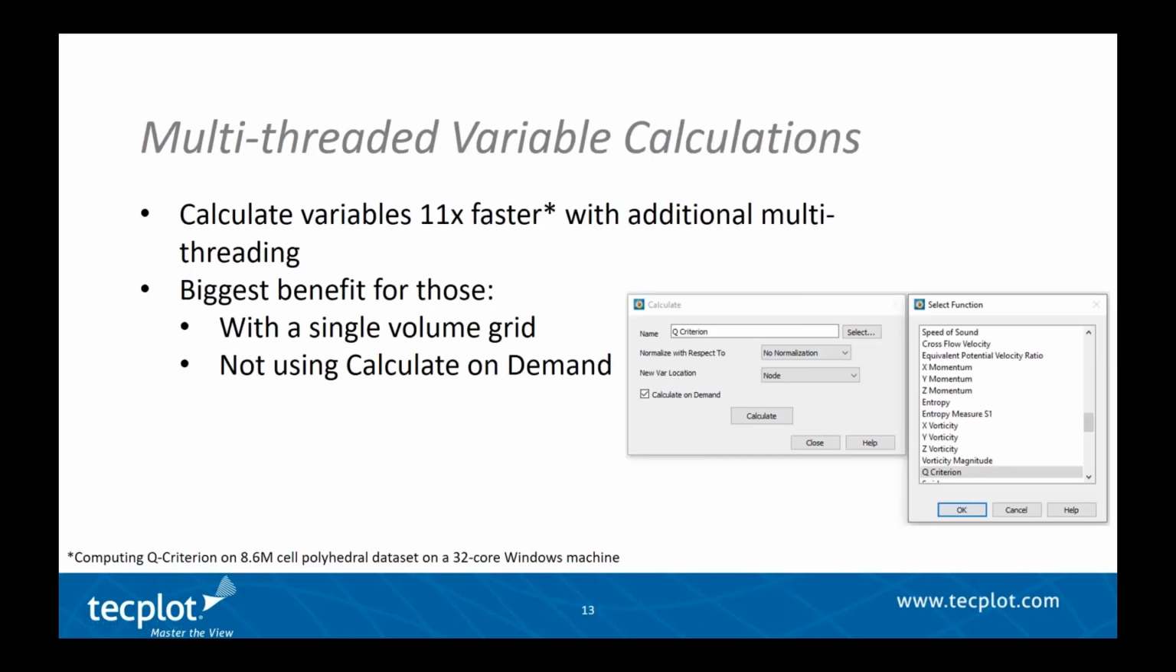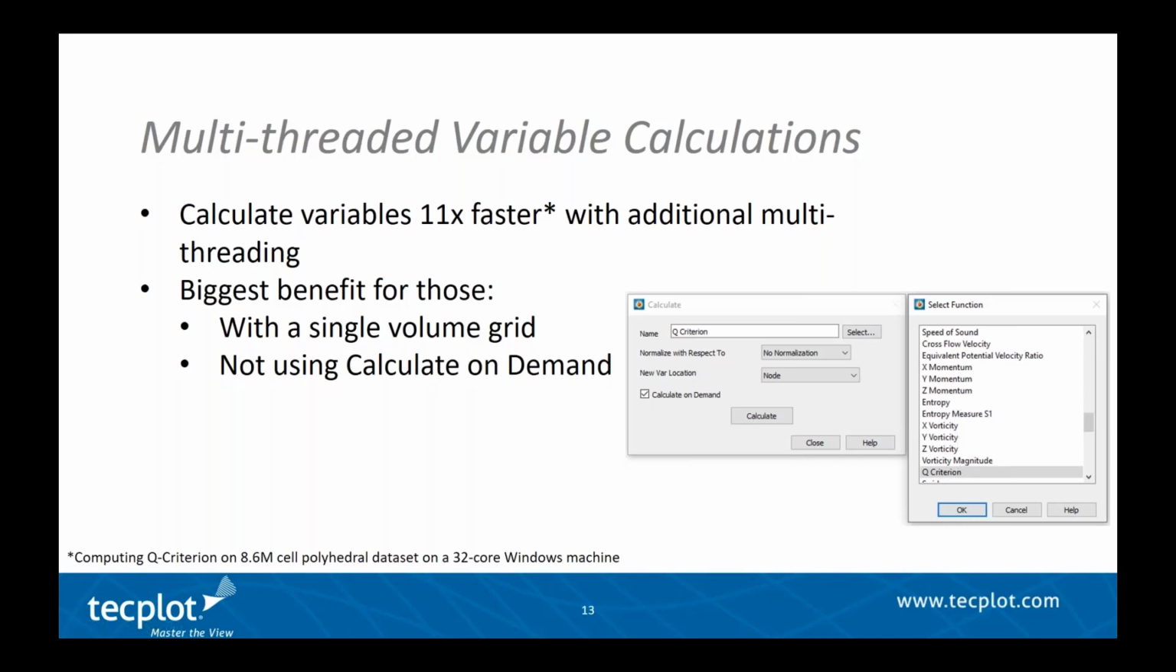Okay, and now on to updating some of our variable calculations. We added multi-threading, or additional multi-threading, to calculations. This dialog that you see here is available under the Analyze menu, Analyze, Calculate Variables, and all of these functions that you see, Q criterion, vorticity, magnitude, etc., are now going to be fully multi-threaded.